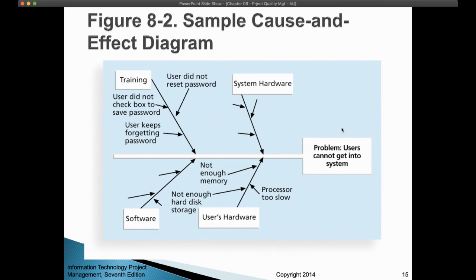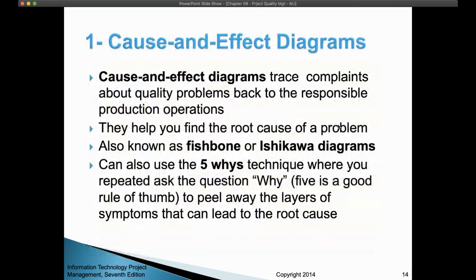So here, to solve this problem, I need to go back to what causes this problem. It might be software, it might be training, it might be hardware, the system, or the user. And then I look at all of these until I know where the problem came from. This is the way that you use the fishbone diagram, or the Ishikawa diagram, or the cause and effect diagram. It has 3 names, it's all the same. And here it says that this technique follows the 5 whys.